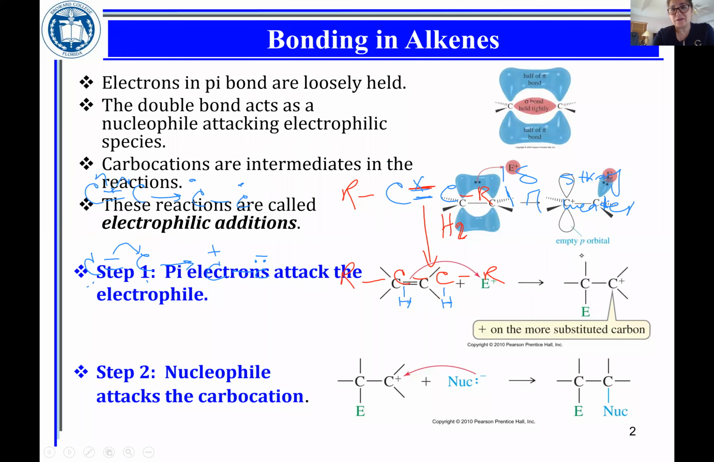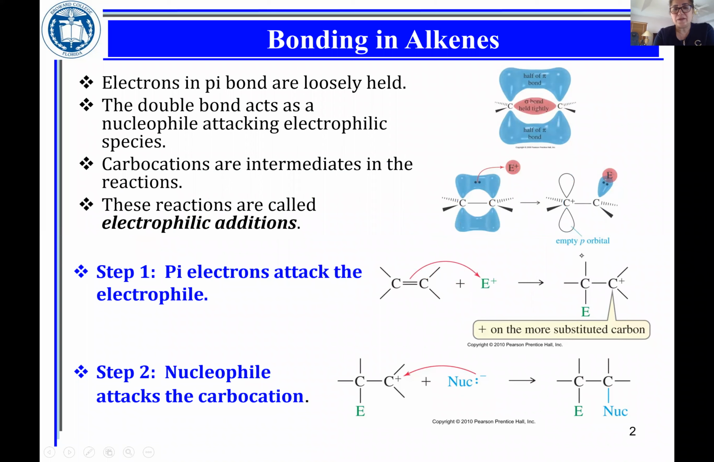So what is happening generally in the addition reaction is that you have two steps. In step one, you have an electrophile coming in. You have a pair of electrons in the pi bond, so this area of the molecule is electron rich, and because it's electron rich, an electrophile, something that likes electrons, can come in and form a bond with this compound.